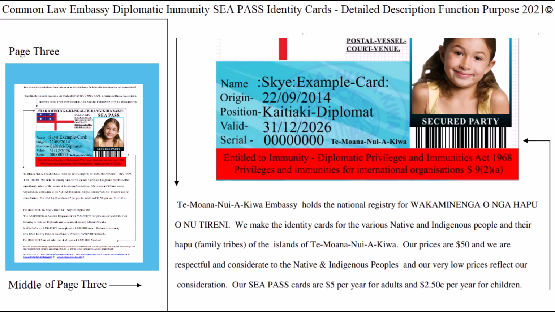Our prices are $50, and we are respectful and considerate to the native and indigenous peoples, and our very low prices reflect our consideration. Our CPass cards are $5. They work out to be $5 per year for adults and $2.50 per year for children. So that's really good value, which is another reason why we have so many orders. So we thank you for your purchases, and your card should be with you shortly if you have ordered.